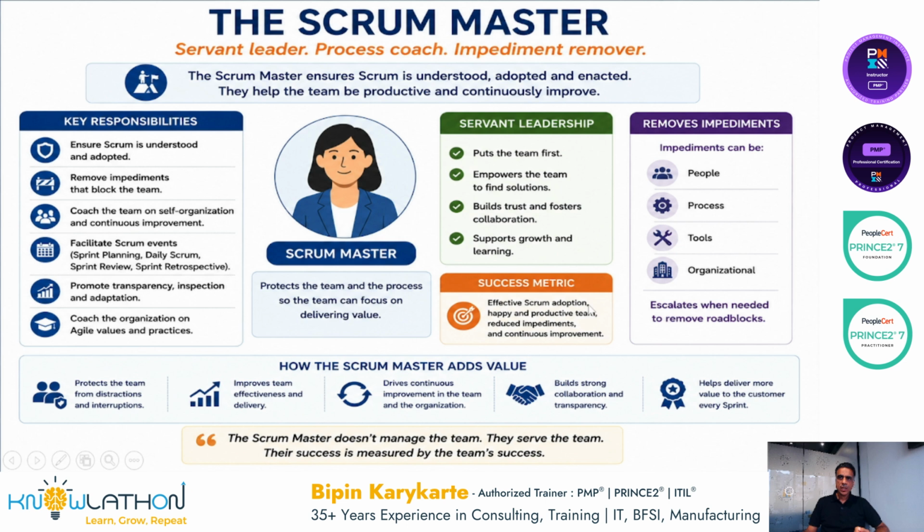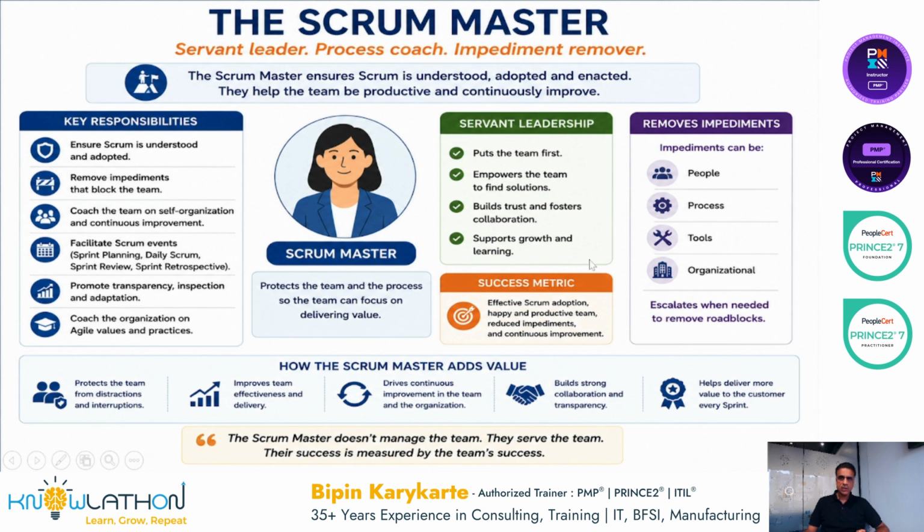So impediments can be people, right? On various fronts, there would be some problems. People may not be available or may not be cooperative. Processes may not be very efficient. Processes may be cumbersome. There may not be any defined processes at all, or on the other hand, the processes may be defined too tightly, too rigidly. Some tools are not working as they were expected to. Organizational issues, like approvals not coming from people. So the Scrum Master escalates when needed to remove roadblocks.